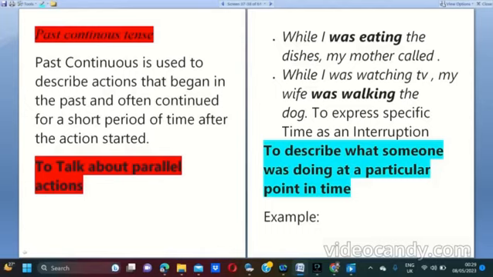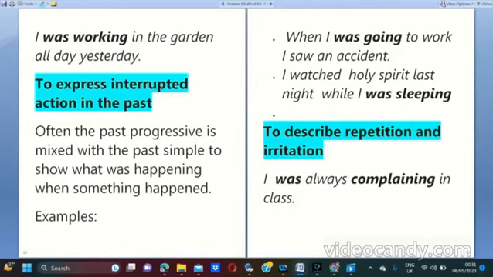There also, I watched Holy Spirit last night while I was sleeping. I was sleeping had begun earlier. It began earlier than watching Holy Spirit. So, which is the longer action? I was sleeping is the longer action. Next, watching Holy Spirit is the shorter action. So, shorter actions can be put in simple past. Longer actions can be put in past continuous tense.